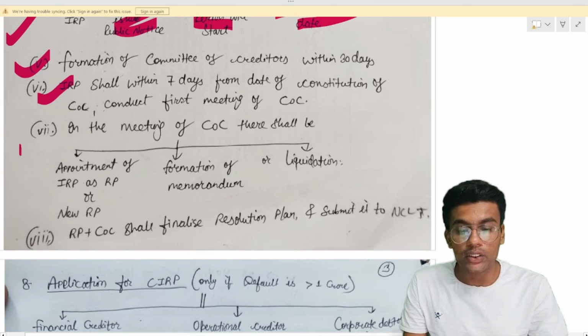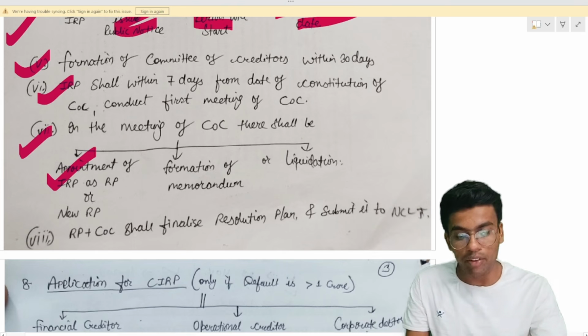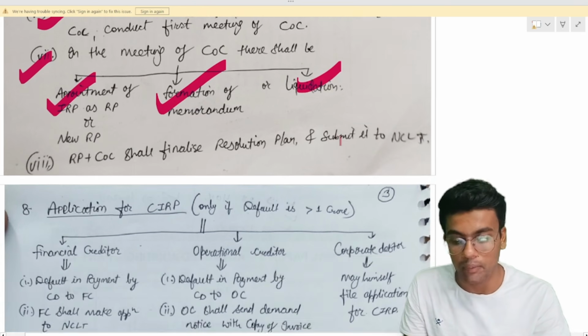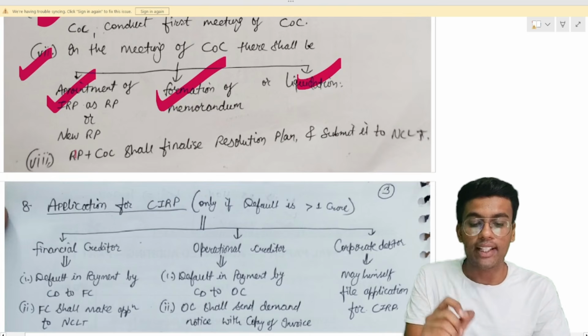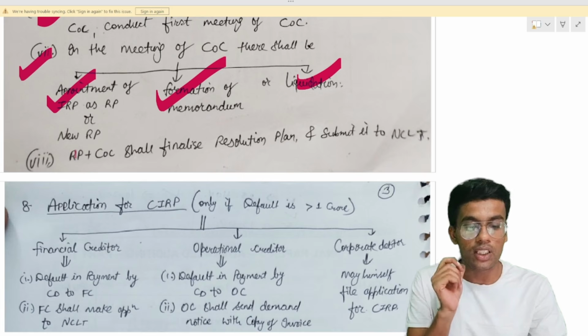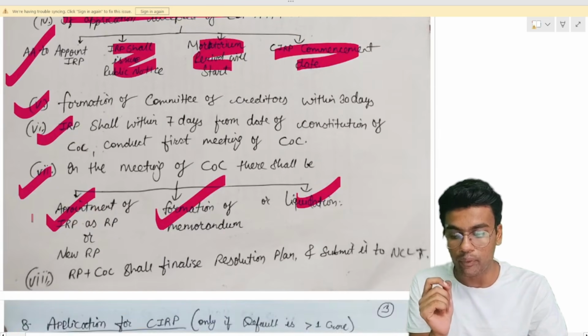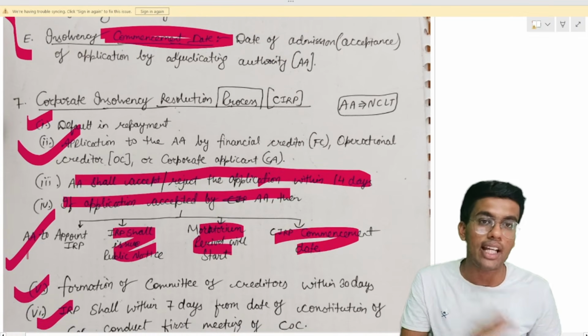In the meeting of the COC, there shall be appointment of the IRP as the RP, meaning resolution professional, formation of memorandum, and or liquidation. Any of these things can happen. Now, RP plus COC shall finalize resolution plans and submit them to the NCLT, National Company Law Tribunal. So what we saw, all these 8 points, is the entire process of CIRP. How does the CIRP process work?